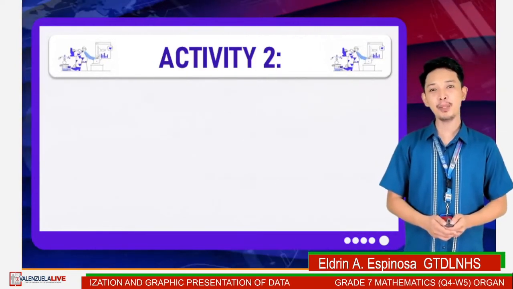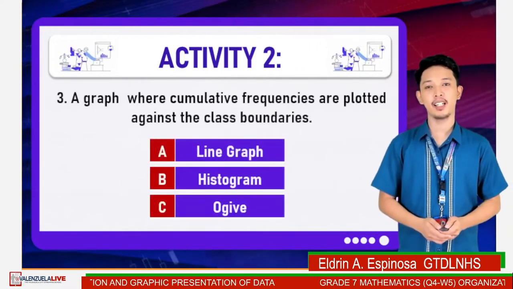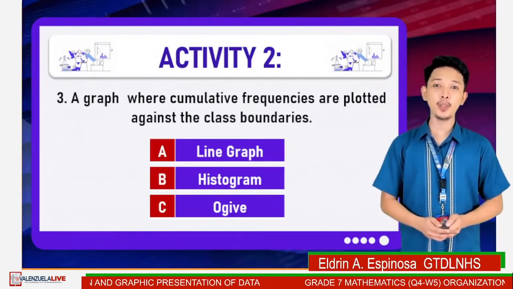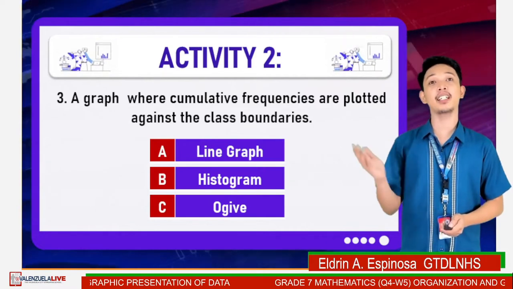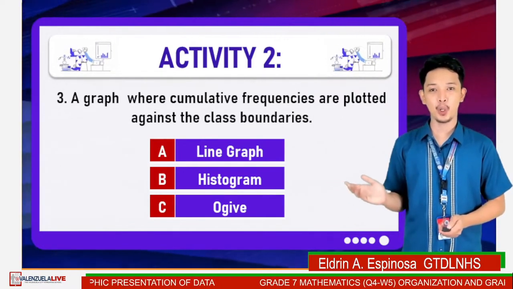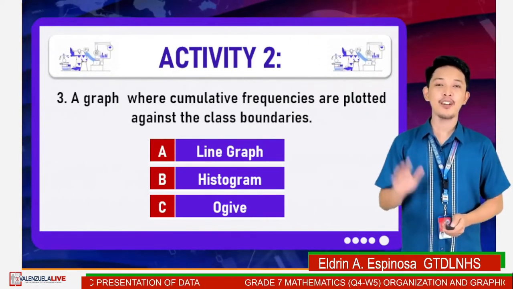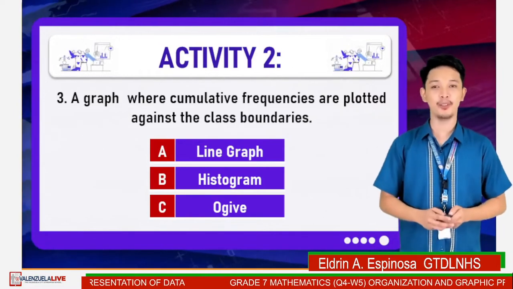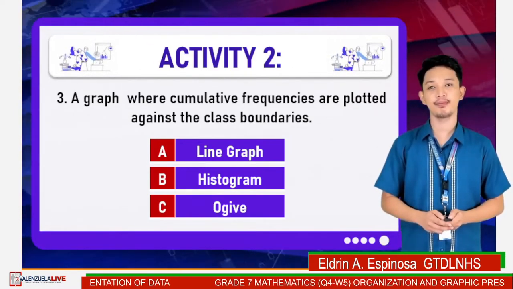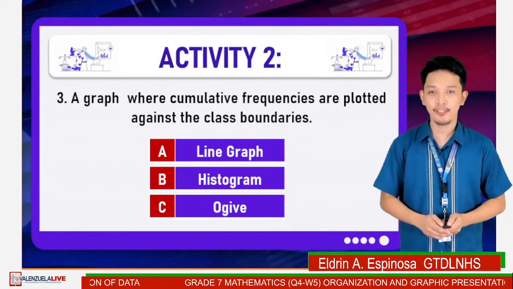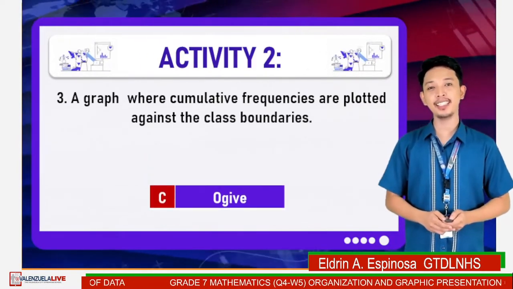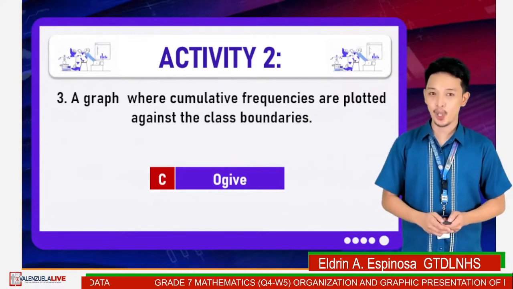Next, number 3. A graph for cumulative frequencies are plotted against the class boundaries. Is it letter A, B, or C? 5 seconds, go! Very good! The correct answer is letter C, ogive.